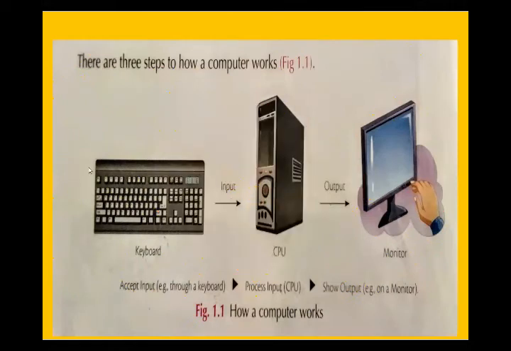So there are three steps to how a computer works. Different kinds of software take input from the user. The user puts the data in from the keyboard, then it passes to the CPU, and then software helps to show the result on the monitor.